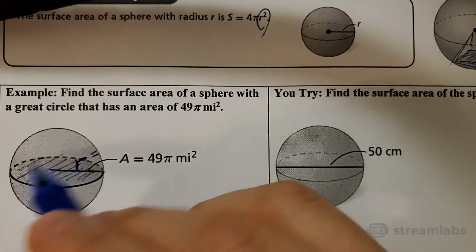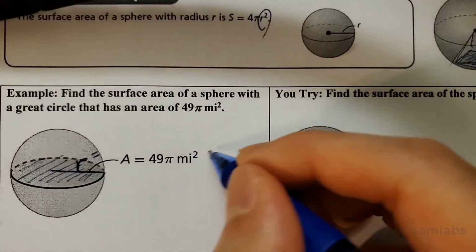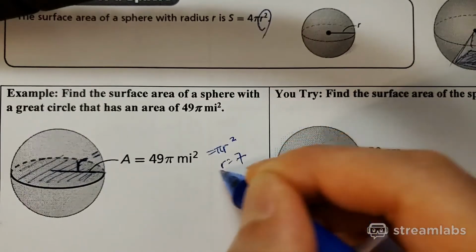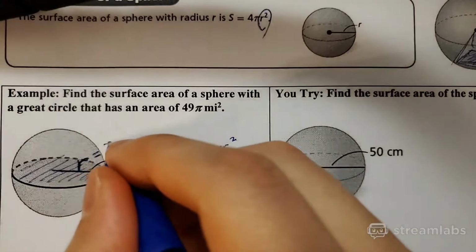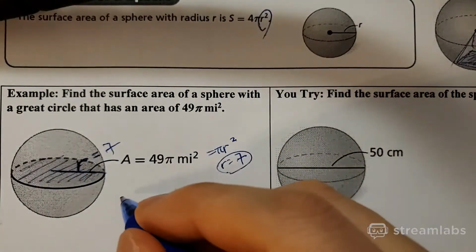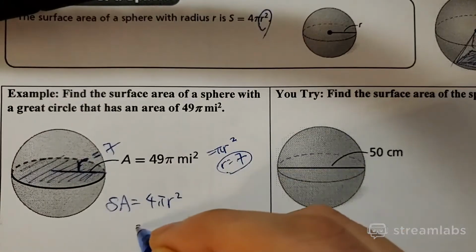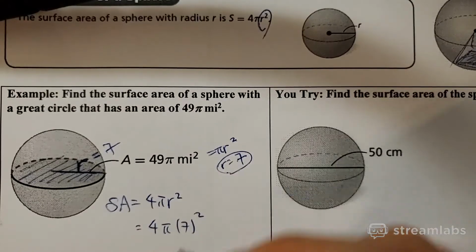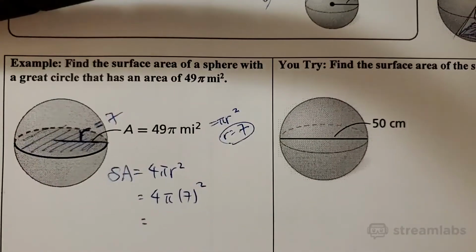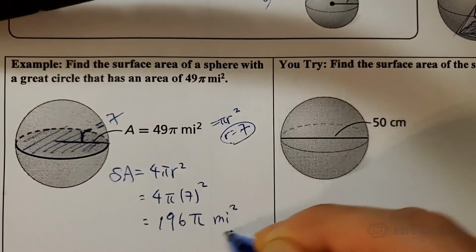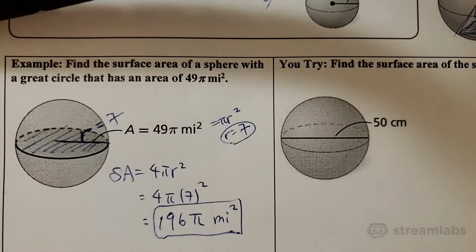Well, this is the area of a circle, right? The circle is 49 pi miles squared, so it'll be pi r squared, right? So r is 7. If r is 7, then you want to find the surface area. Surface area is 4 pi r squared, so that's going to be 4 pi 7 squared, which is going to be 196 pi miles squared. Okay, make sense?